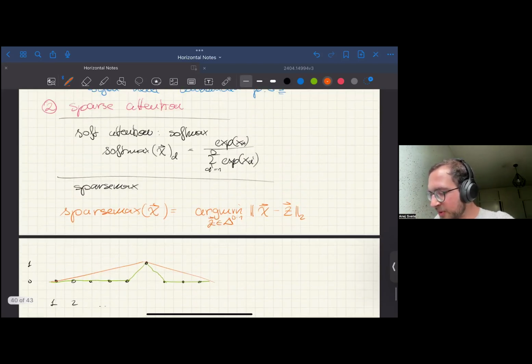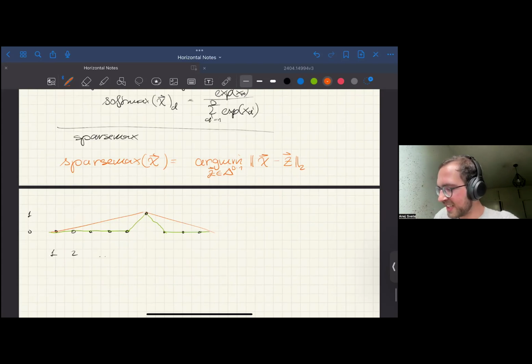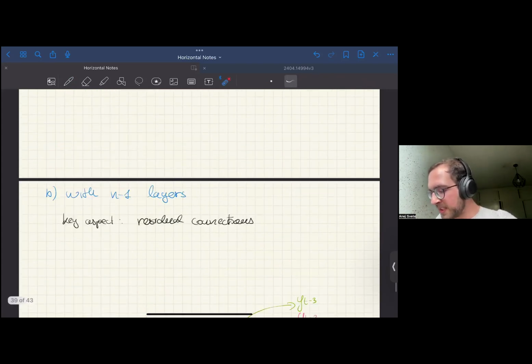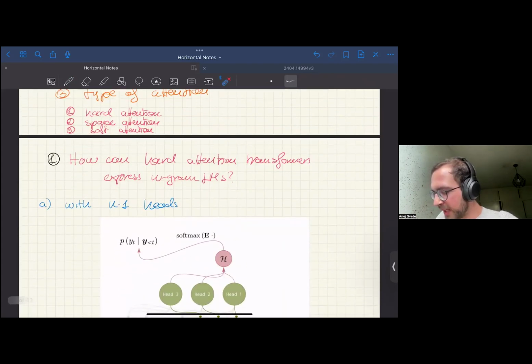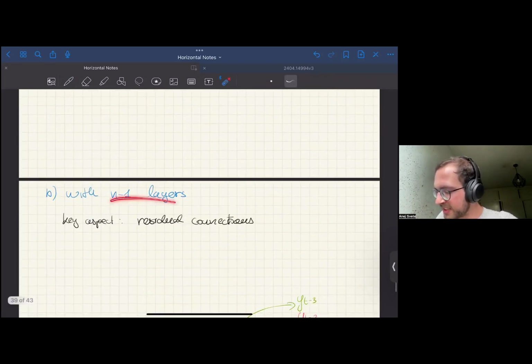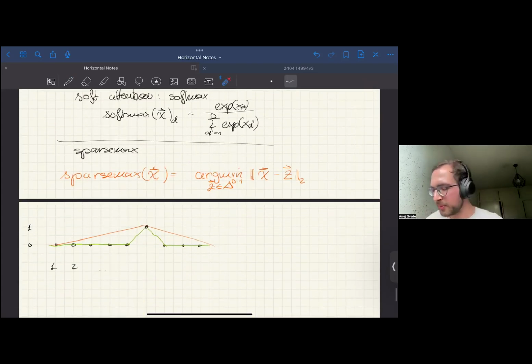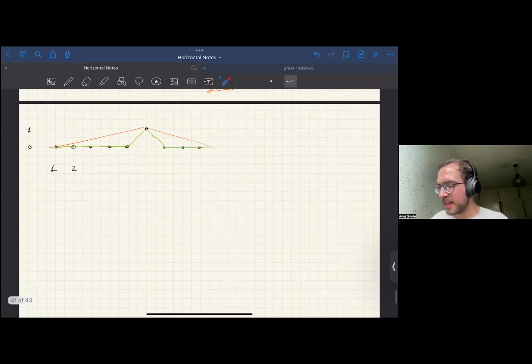The one thing, of course, is that because of this equivalence shown here with green, both of these results with n-1 heads and n-1 layers still directly map to the sparsemax case. However, again, we need unbounded positional encodings to be able to do this.